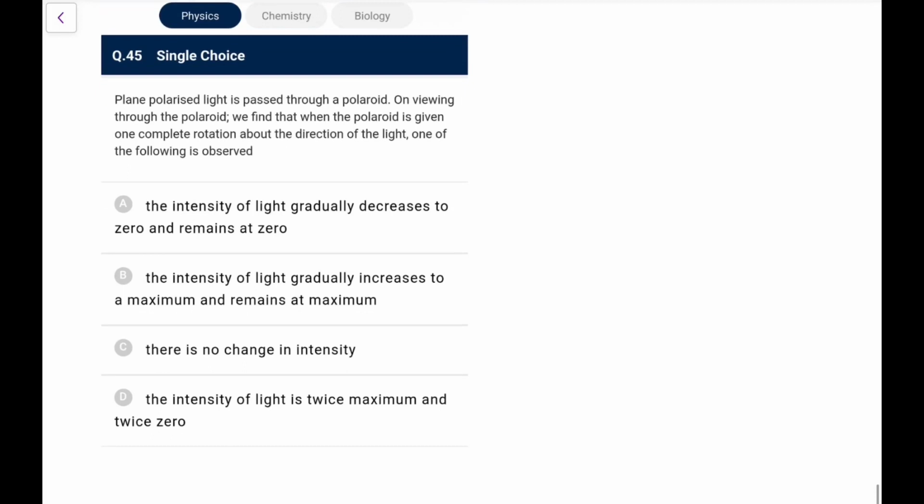Next. Plane polarized light is passed through a Polaroid. On viewing through the Polaroid, we find that when the Polaroid is given one complete rotation, one of the following is observed. Because the light is already polarized, on a complete 360 degree rotation, there would be 2 instants when the intensity becomes 0. So the intensity of light would be 2 times zero and 2 times maximum. So go for option D. That is the most appropriate one.